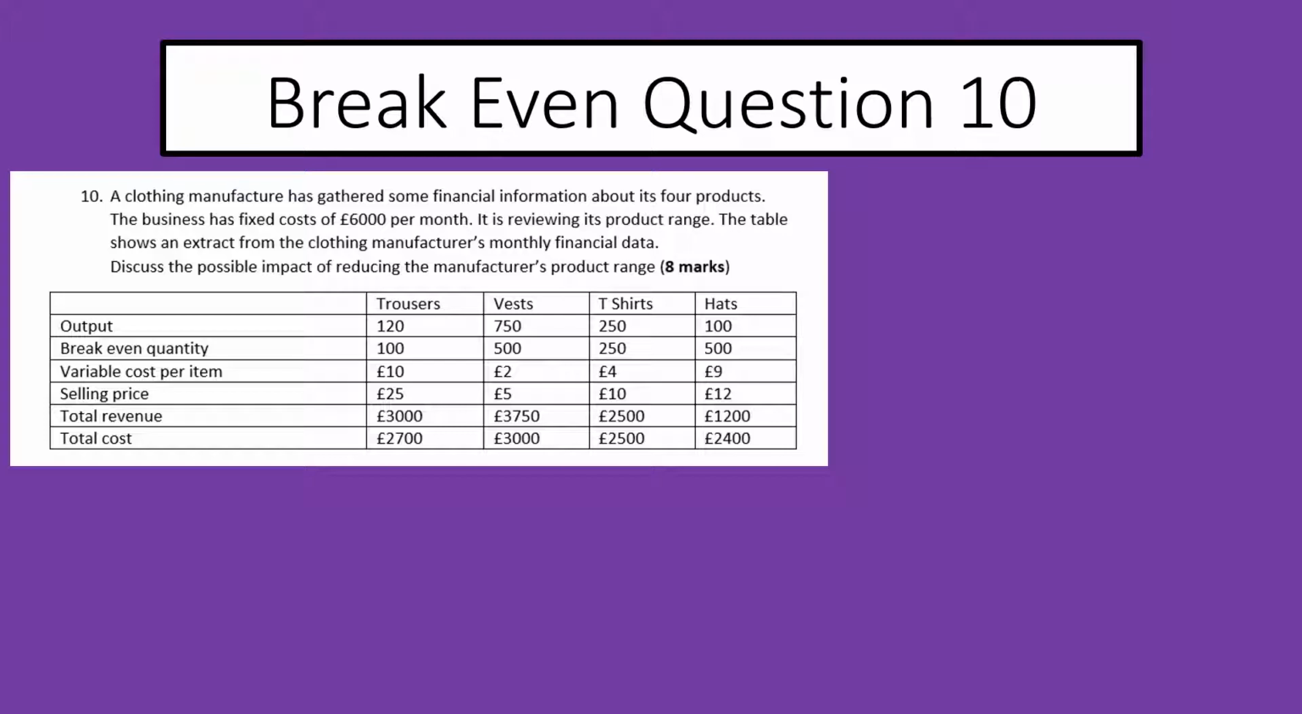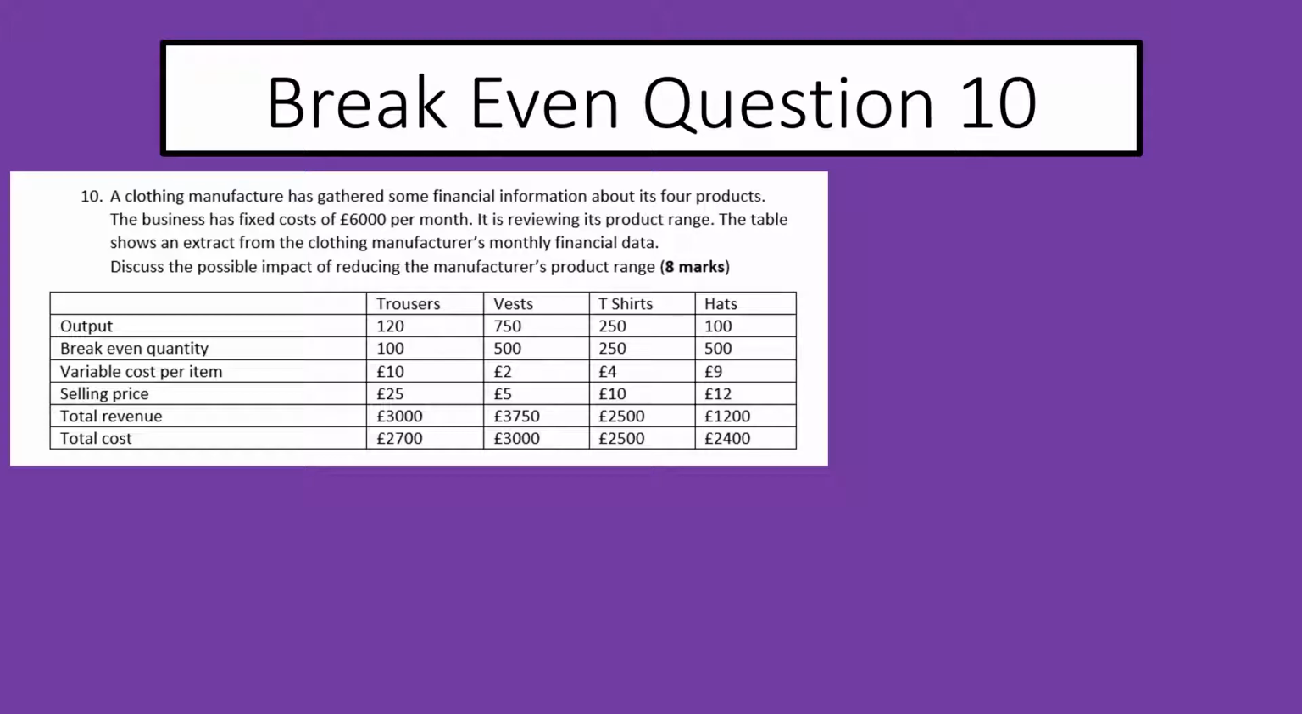So we've got a clothes manufacturer. They've given us some financial information about its four products. The business has fixed costs of £6,000 a month, so it will need to pay this no matter how much it sells. It is reviewing its product range. The table shows an extract from the clothing manufacturer's monthly financial data. That's the situation. Now we've got the word discuss.